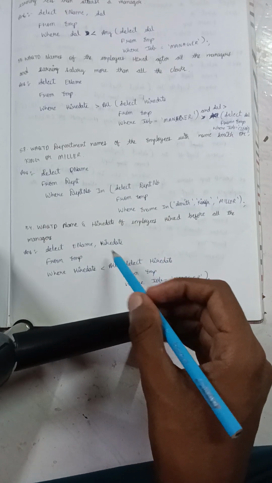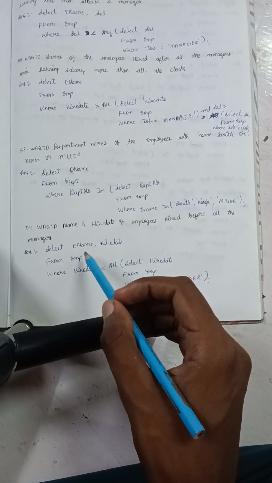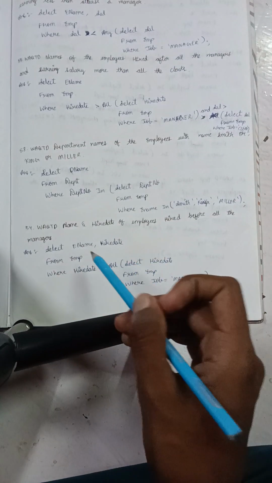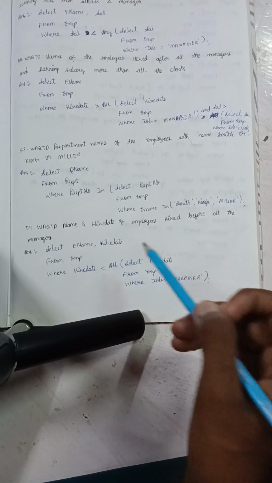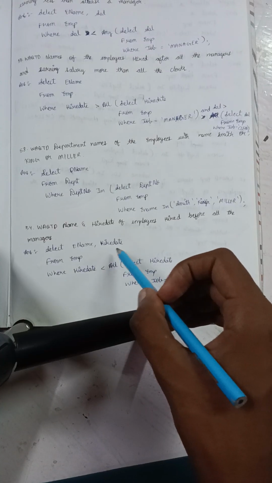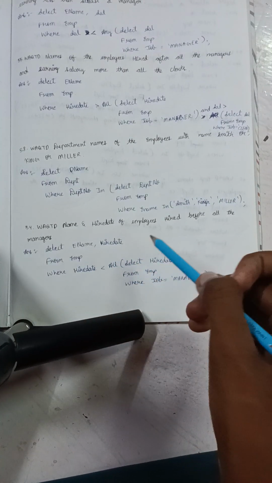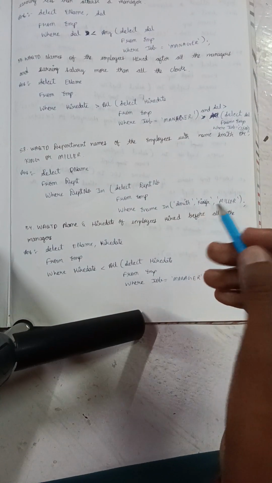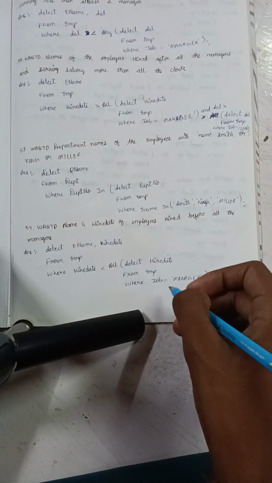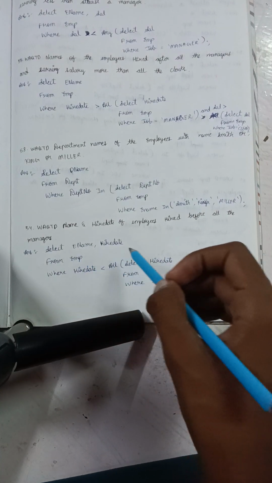means before, those who joined earlier. Those details will be displayed, ename and hire date. So we will get the ename and hire date of all the employees who were hired before the manager. Those ename and hire date will be displayed.